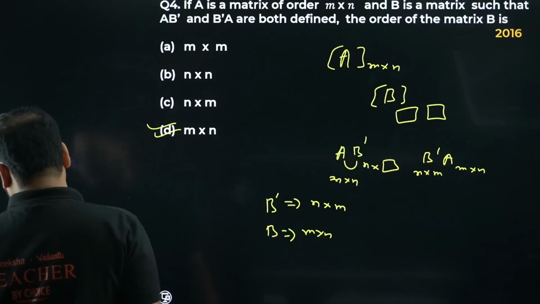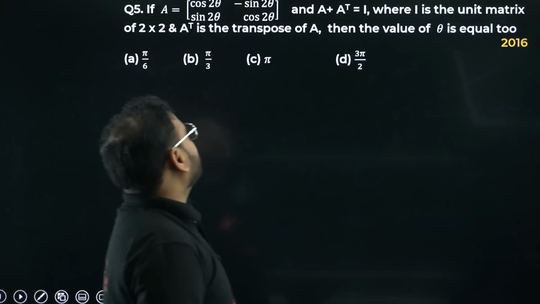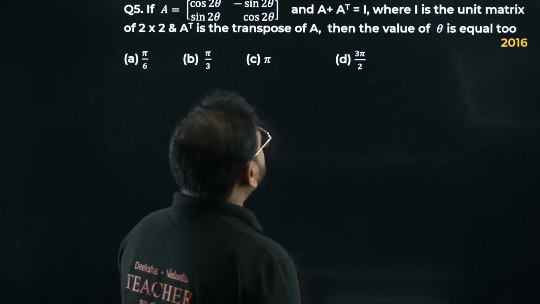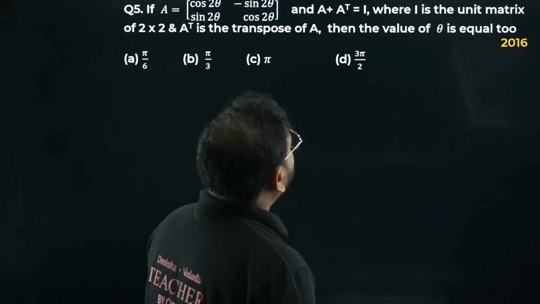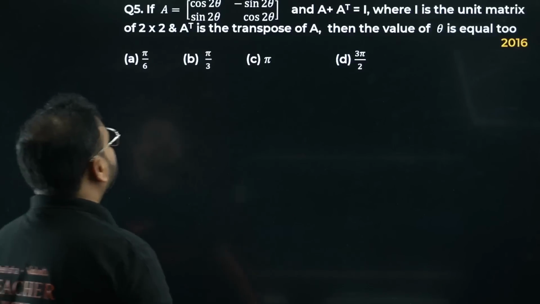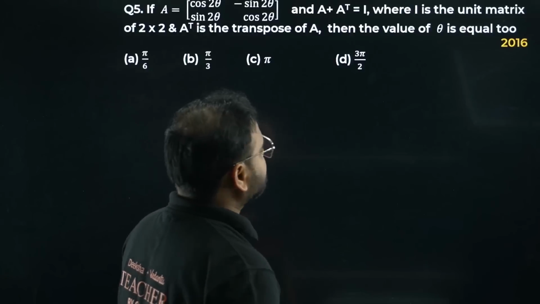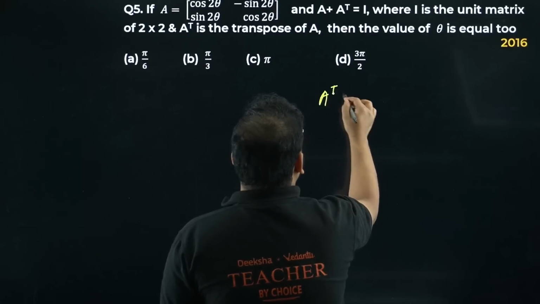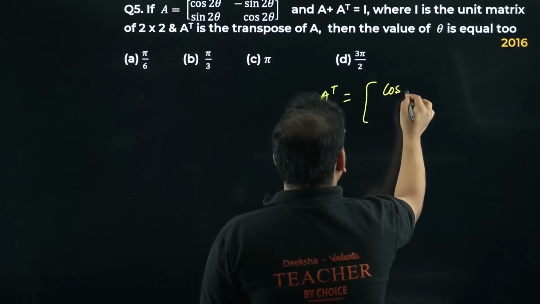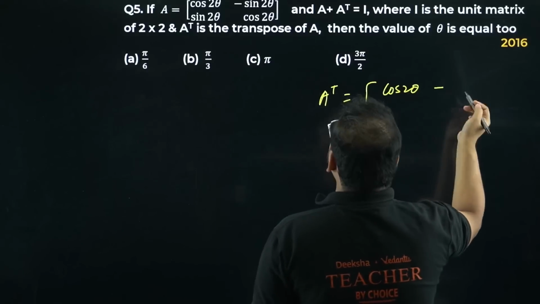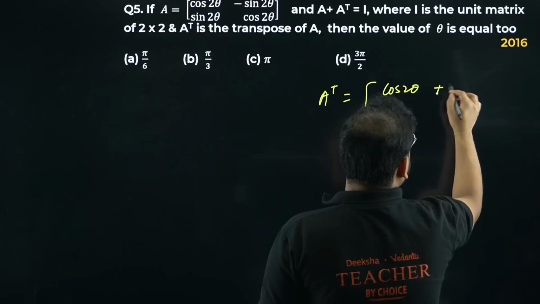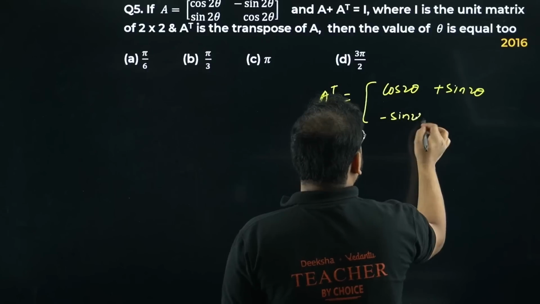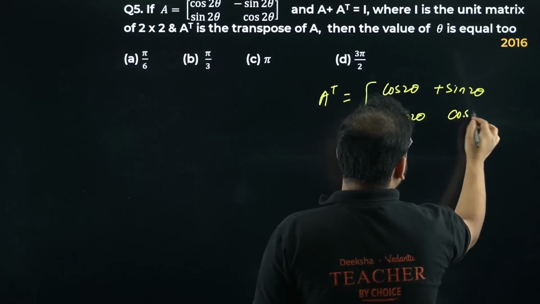Option D. Question 5: if A equals cos 2 theta, minus sin 2 theta, sin 2 theta, cos 2 theta, and A plus A transpose is the identity matrix, where I is the unit matrix of 2 cross 2 order and A^T is the transpose of A, then the value of theta equals how much? So let's find A transpose first. I'll have cos 2 theta, over here plus sin 2 theta; transposing, I'll have minus sin 2 theta, and over here cos 2 theta.